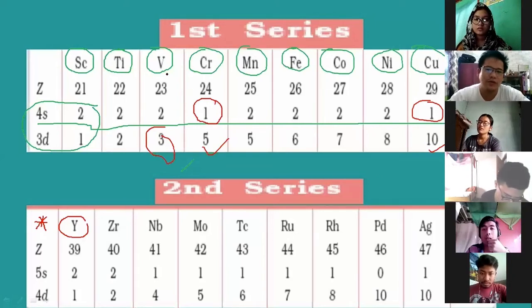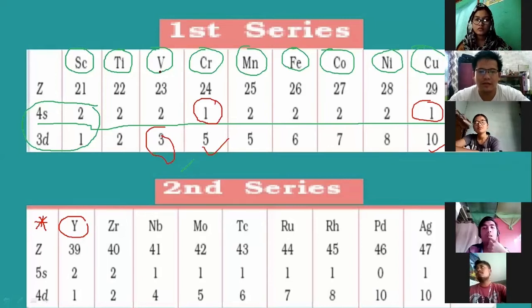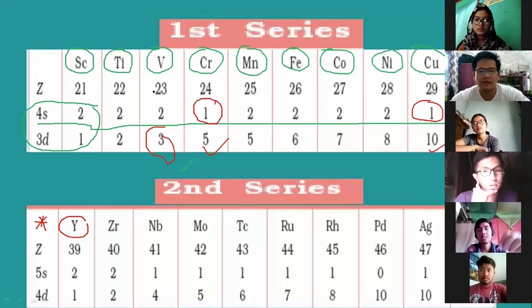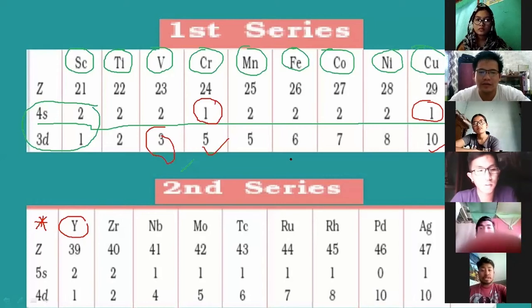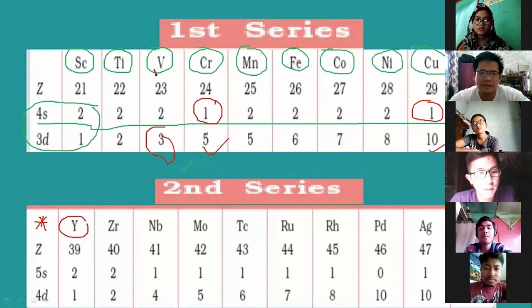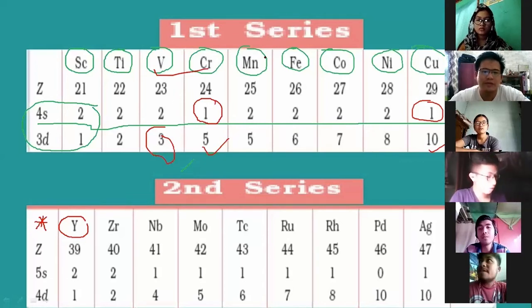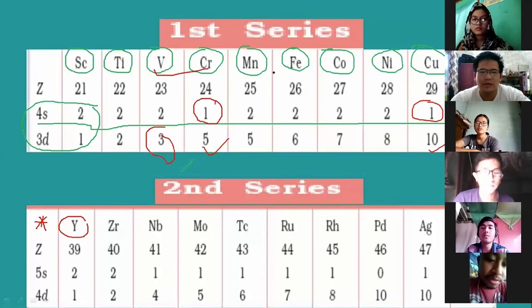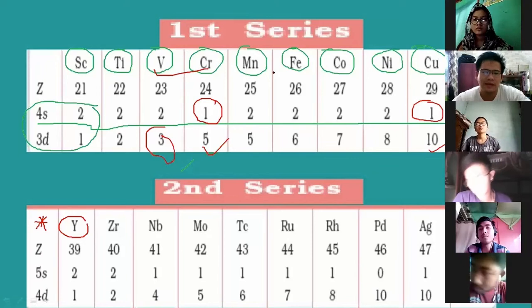Vanadium. Can anyone tell me the name of the catalyst from vanadium? Vanadium pentoxide, V2O5, divanadium pentoxide. Okay, chromium is the same, chromium oxide, manganese dioxide, iron is the same, iron oxide in the Haber's process. So most of these transition elements are able to form catalysts.